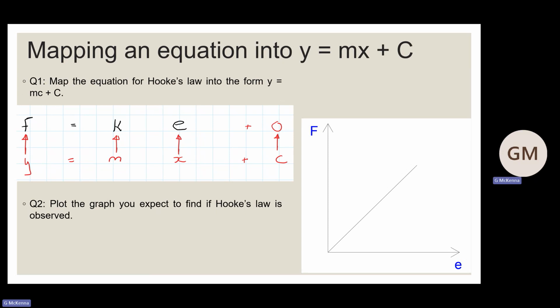So you can see my solution there to question 1, my mapping. So you've got y equals mx plus c. y is the force, the gradient m is the stiffness constant, x is the extension, and there is a value of c, it just happens to equal 0, which means that this particular graph should be a straight line passing through the origin. If needs be, you can pause the screen and copy down that work into your notebook.